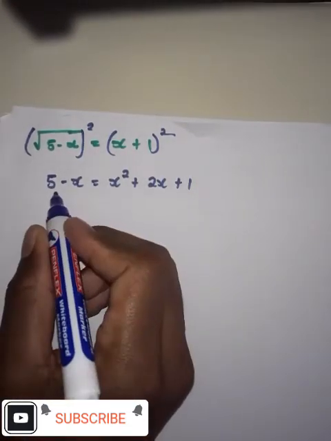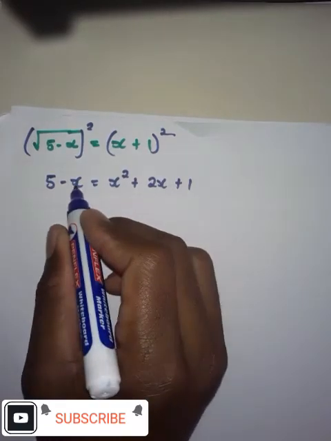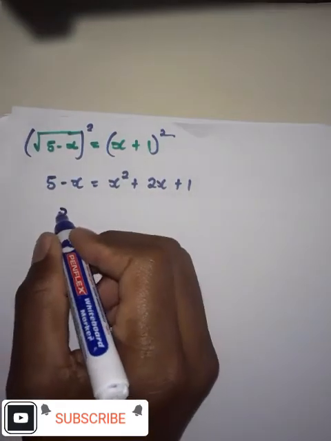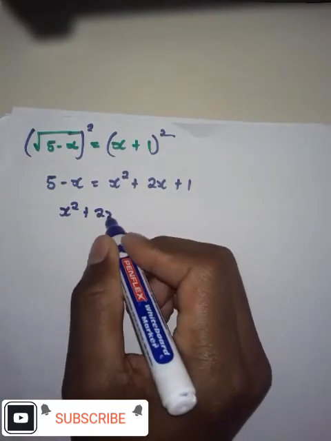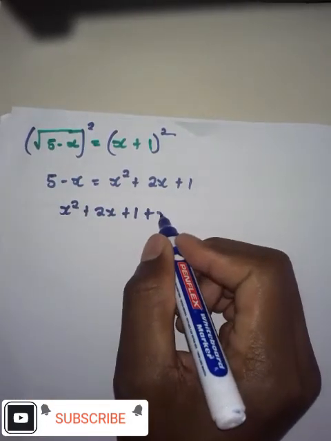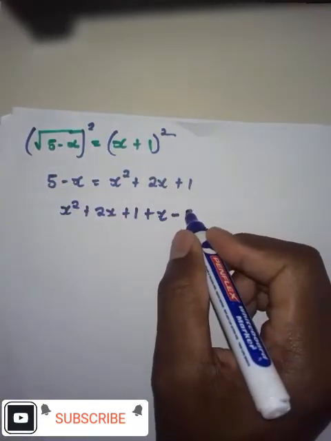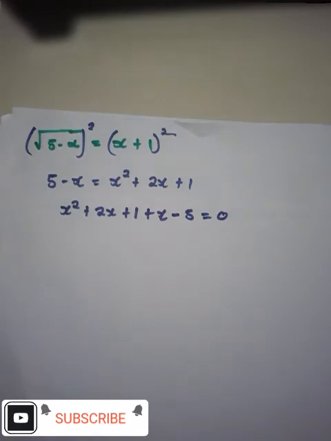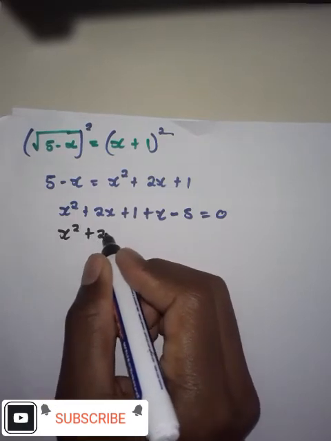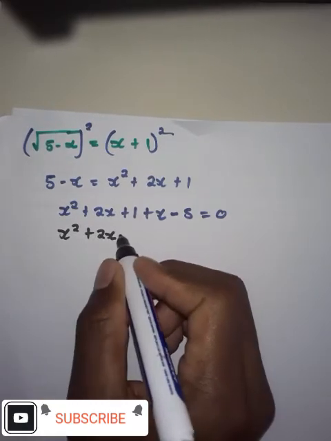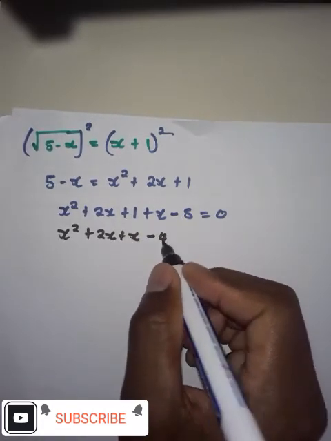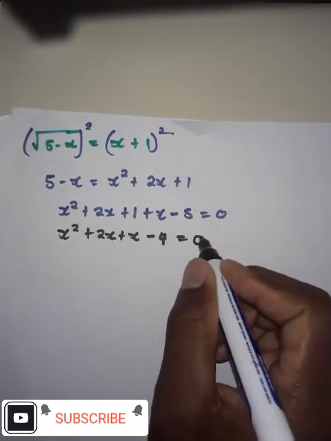Okay, then after that, you can see that this is the same as this one, so you can add the like terms. So it's going to be x squared plus 2x plus 1. You take this to this side and it becomes plus x. You take this to the other side, it becomes minus 5, then it's equal to 0. Oh sorry, I was supposed to add that with that one. Let me just add it here. And then we have plus 1 minus 5, which is going to give us minus 4, equal to 0.